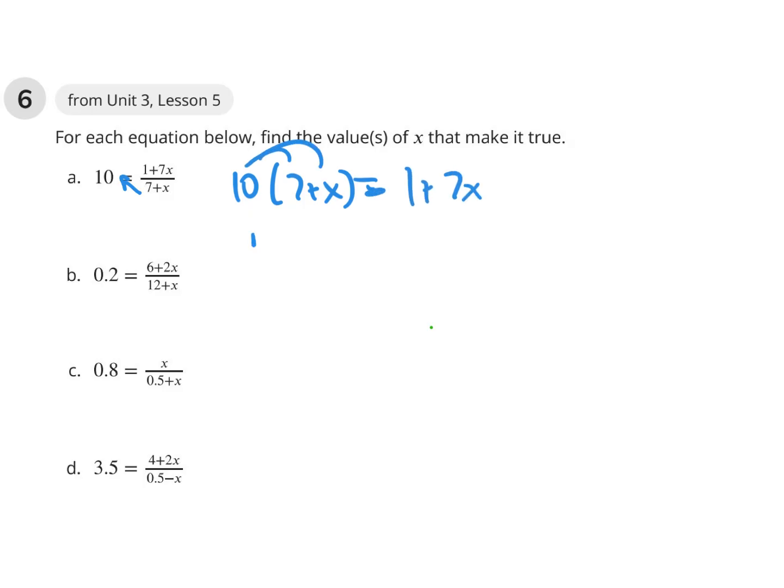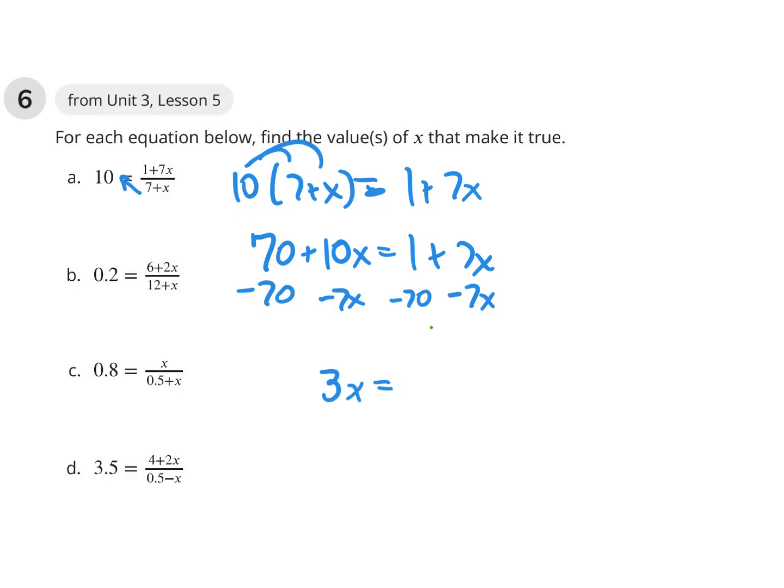Distribute, we get 70 plus 10x equals 1 plus 7x. Move the numbers right and the letters left. That gives us 3x is equal to negative 69. Divide by 3, divide by 3. x is equal to negative 23.